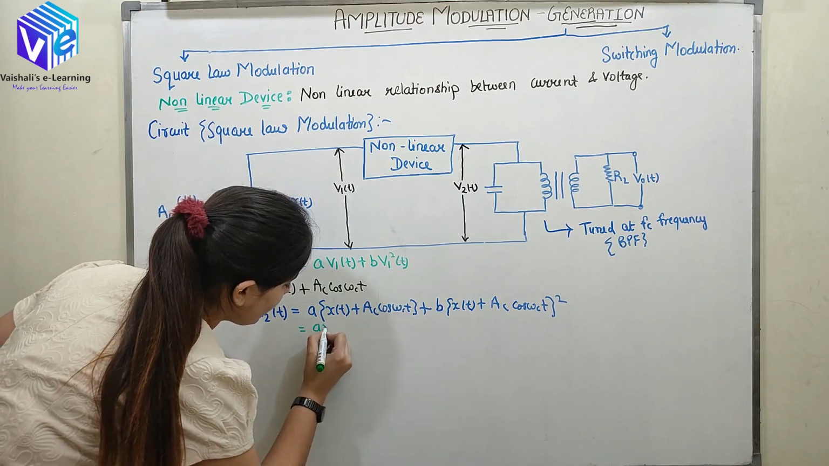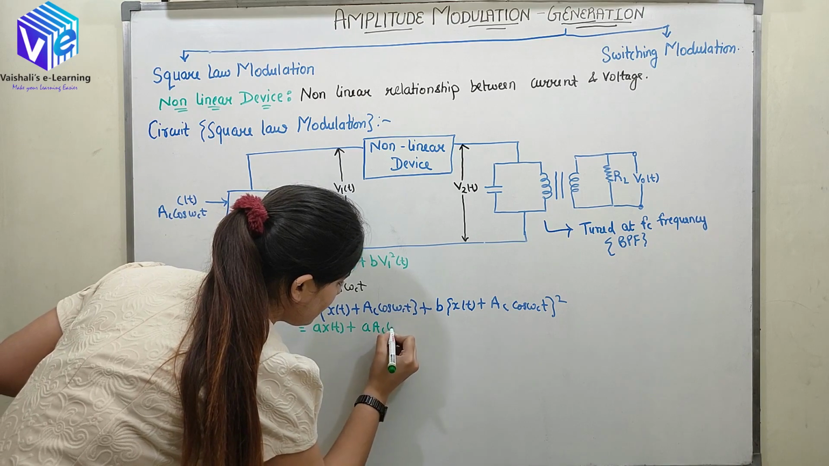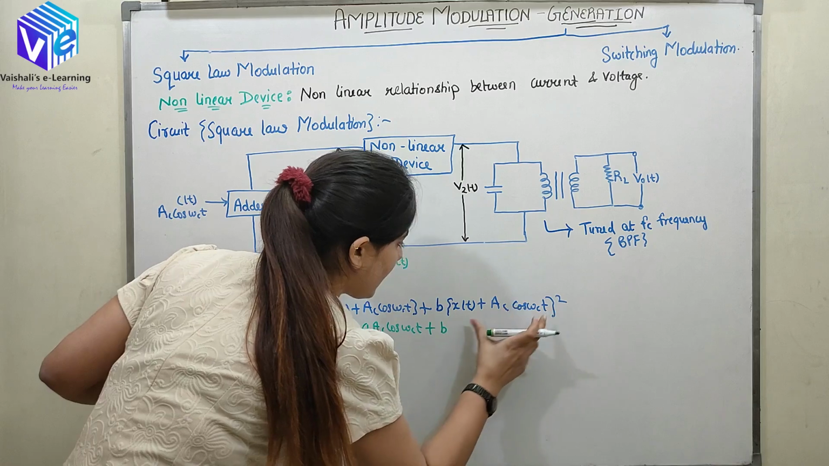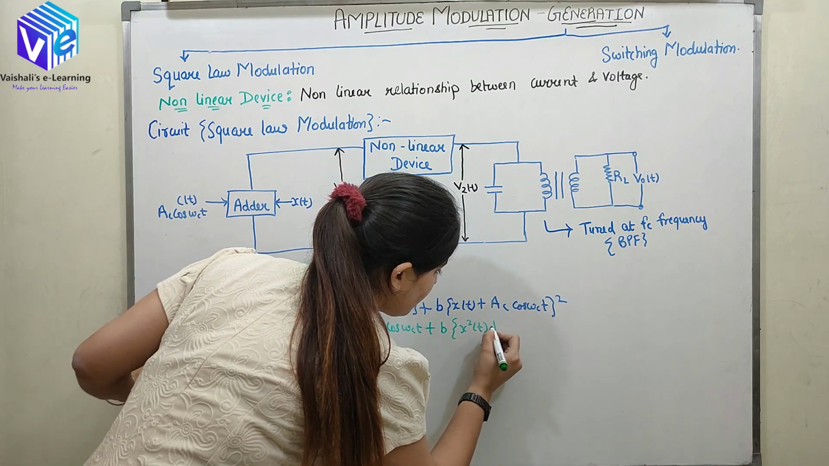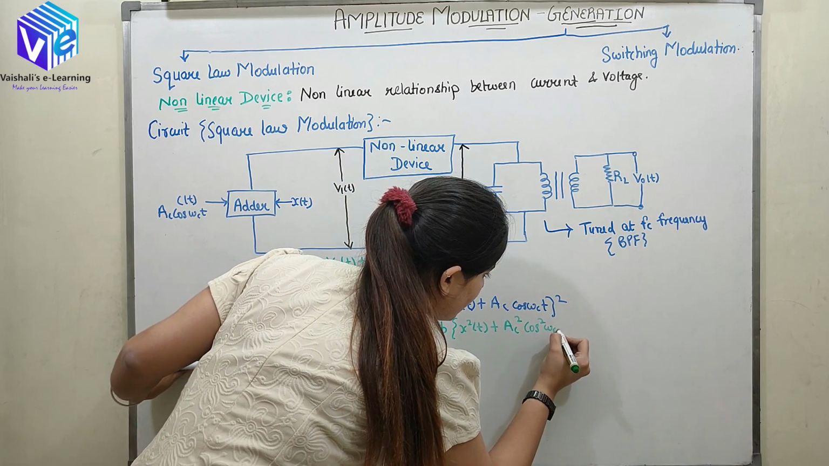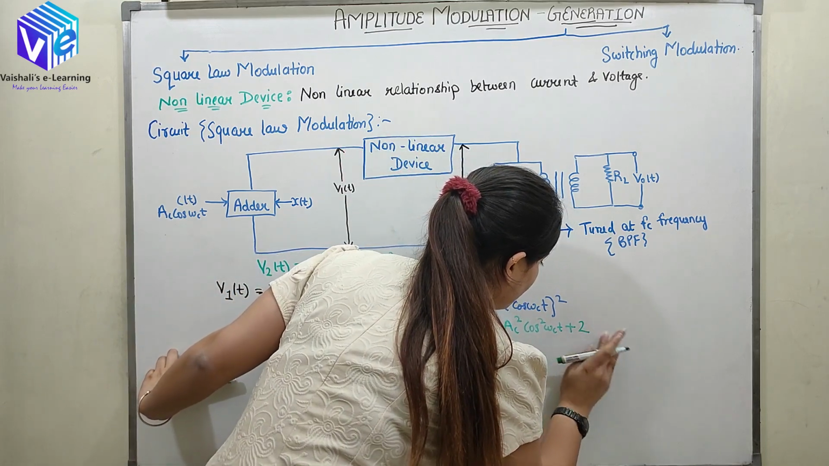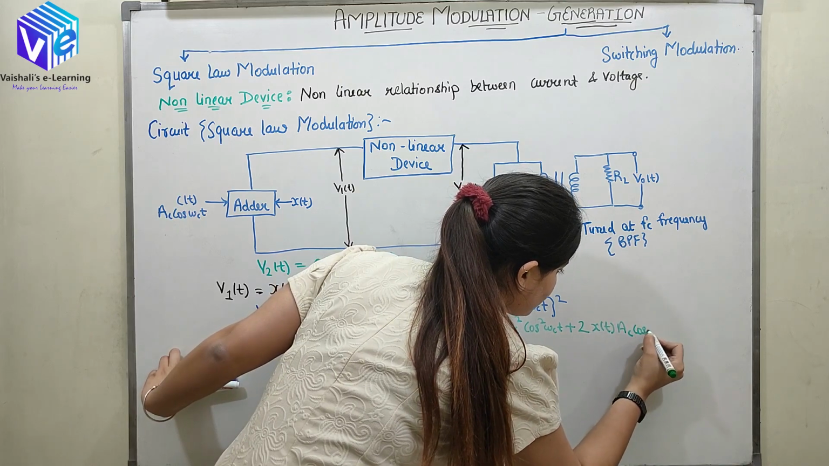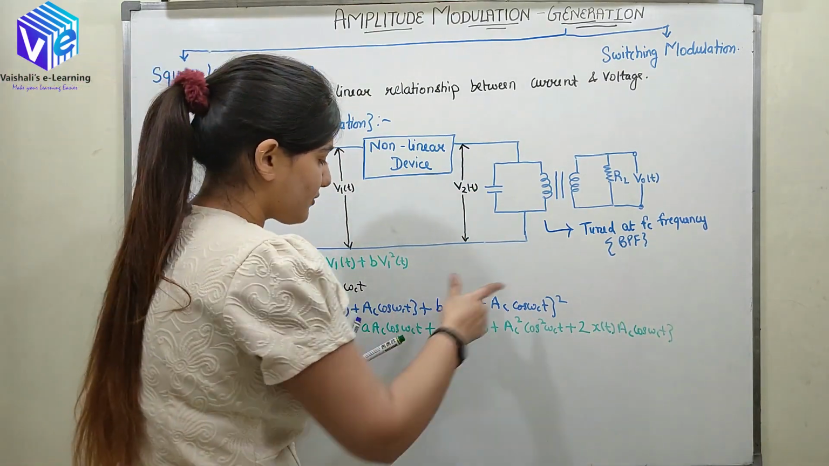So it would be A of XT plus AAC cos omega CT plus B of, I can expand this square, so it would be X square T plus AC square cos square omega CT plus 2 XT AC cos omega CT. So now what I did, I just expanded this square term.